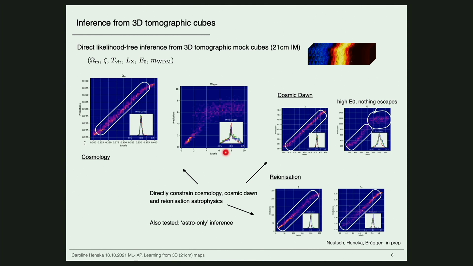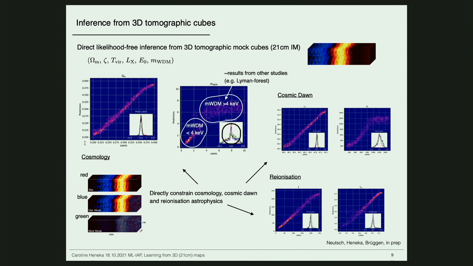Except for some regions where physically we expect our performance to degrade, because, for example, for a very high X-ray energy threshold, it basically saturates and nothing escapes the galaxies anymore, so we're not informed anymore about this parameter.